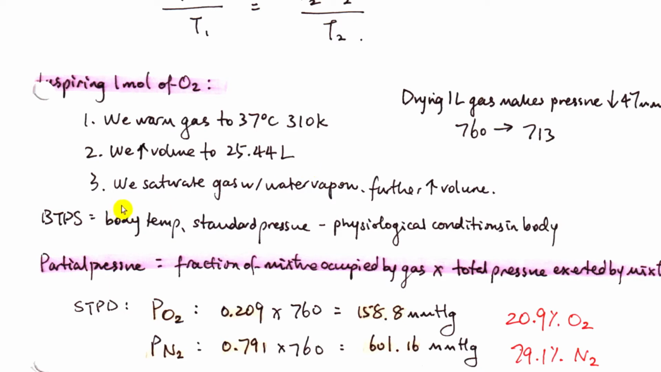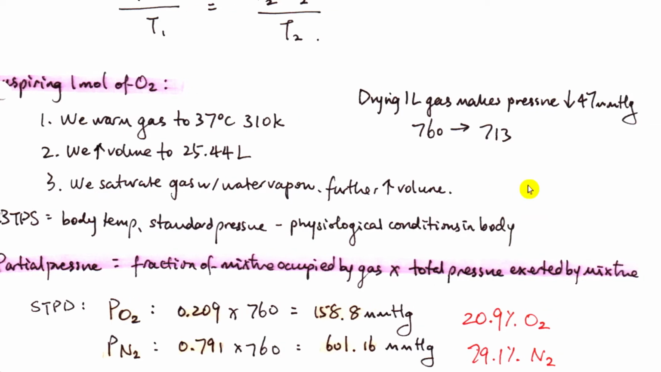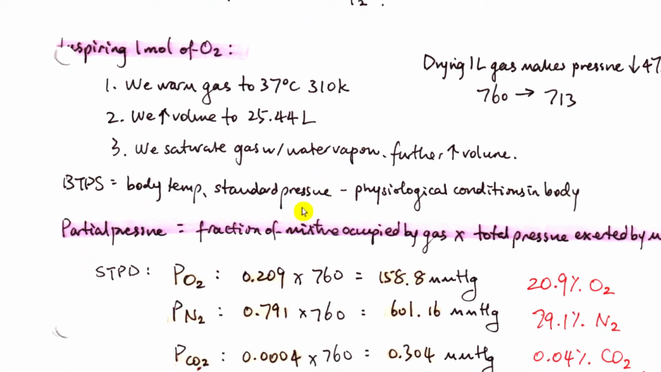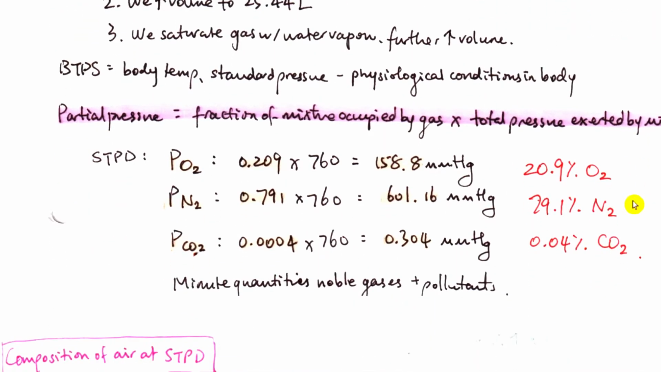If we saturate the gas with water vapour, then we further increase the volume. So if we want to dry the gas, then we need to minus 47 to decrease the pressure of water vapour added. And we're working with the physiological conditions in the body. Now, partial pressure, this is an equation here, so the fraction of the mixture occupied by a certain gas times the total pressure exerted by the mixture. For example, if we want to look at the partial pressure of oxygen, nitrogen, and carbon dioxide, it's just the contribution of this gas to the pressure of all the gases, basically.